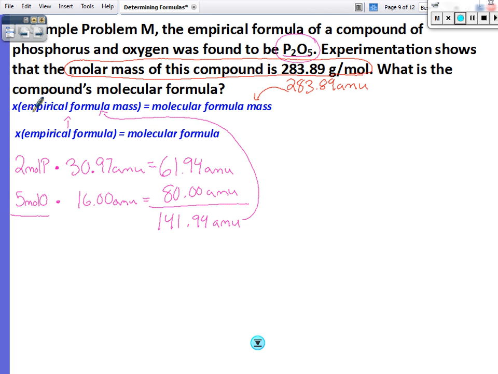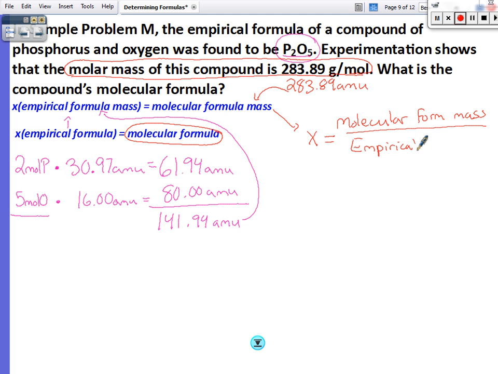So here's the equation I have. I've got x times empirical formula mass equals my molecular formula mass. I'm still trying to find my molecular formula. If I take this equation and work it around a little bit, X equals molecular divided by empirical. That is going to give me my whole number that I can use to multiply against my empirical formula.